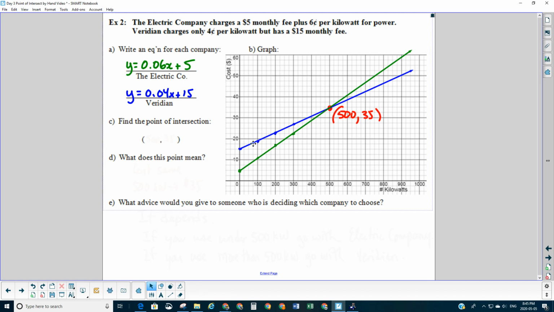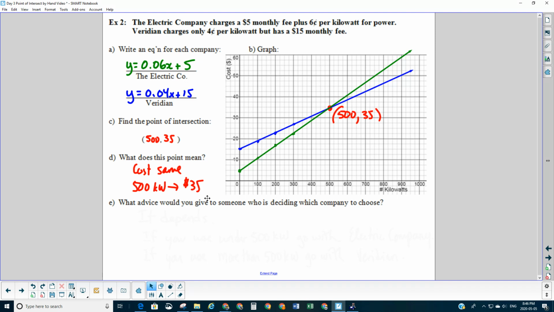All right, good. So you can see, I'm glad that happened actually, because it shows how difficult it is to use this graph to make these predictions in accurate spots. But it turns out that's the point of intersection. So we're going to go 535. So what does that mean? Well, 500 kilowatts ends up being $35. So they cost the same at that spot.